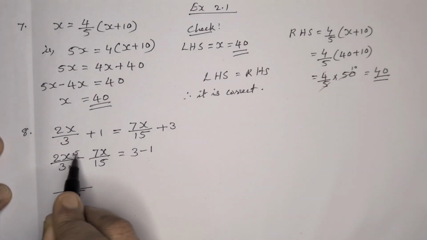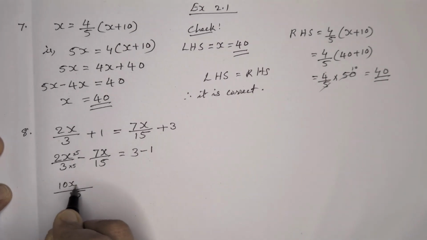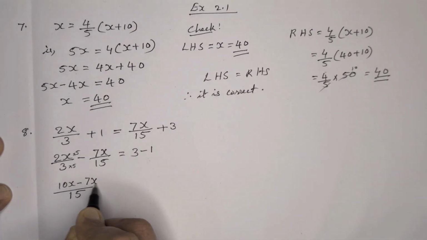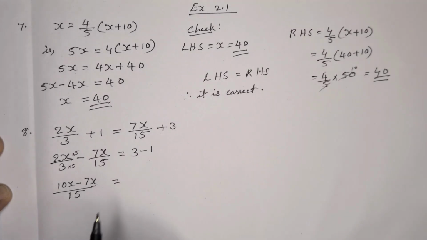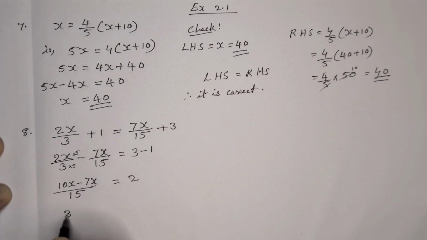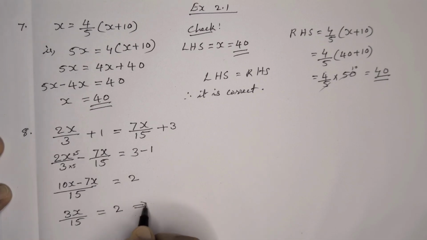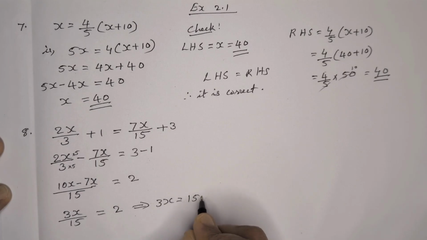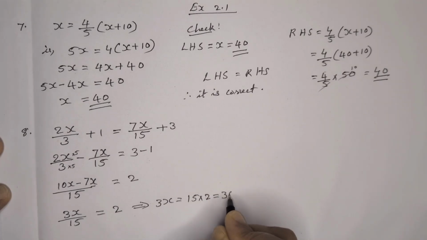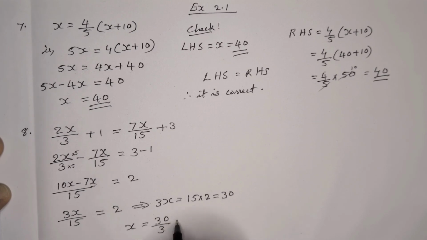The numerator will become 2 into 5, 10x, minus 7x is equal to 3 minus 1, 2. That is 10x minus 7x, 3x by 15 is equal to 2, which means 3x is equal to 15 into 2. That means 30. So x is equal to 30 by 3, is equal to 10.